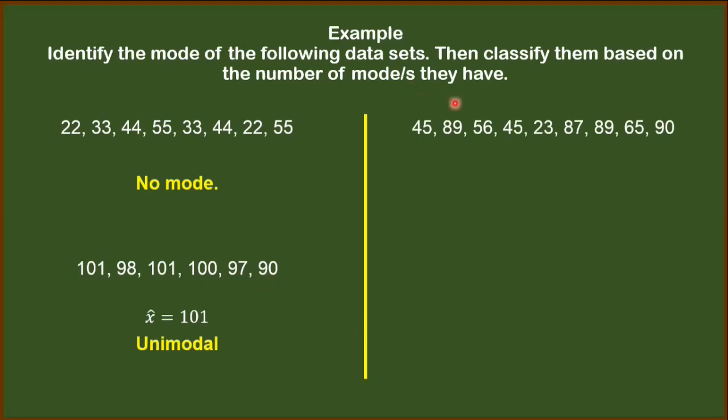Next, for this example, we have 45, 89, 56, 45, 23, 87, 89, 65, and 90. You may pause this video and try looking for the mode of this dataset. Afterwards, classify this dataset as to how many modes it has.